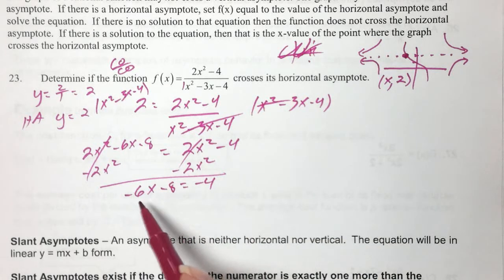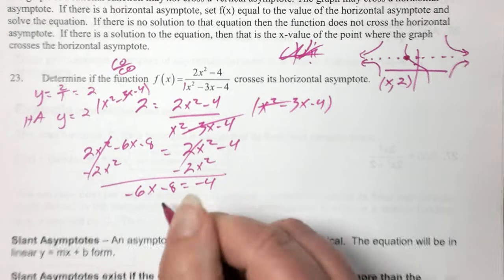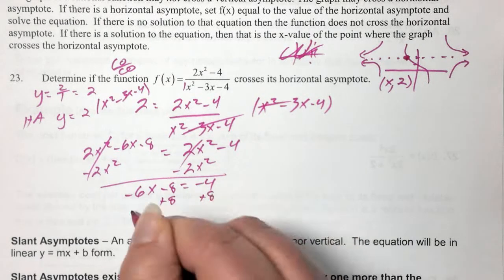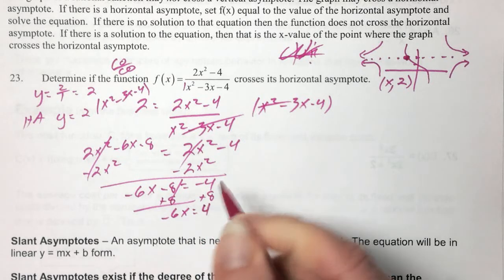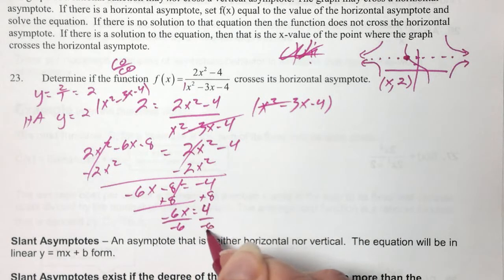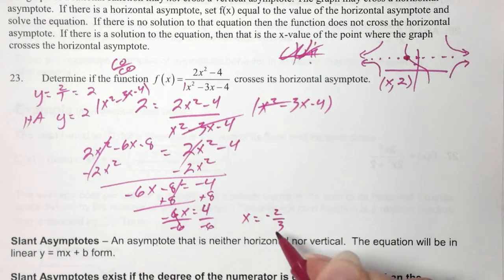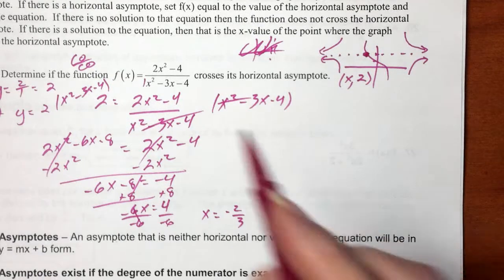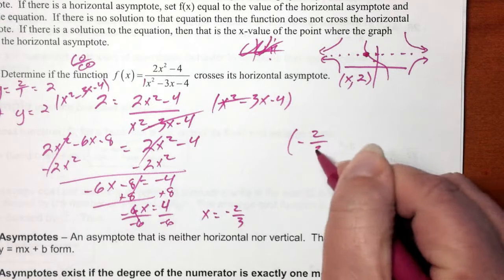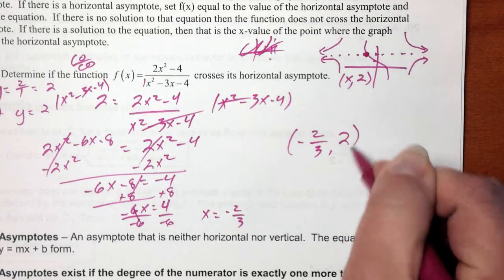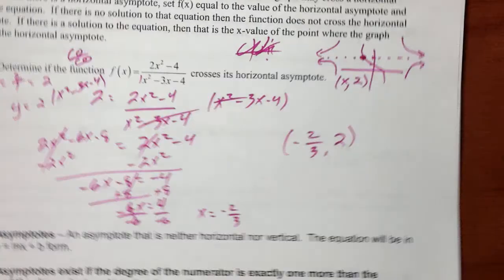Well, now I notice, ooh, this is just a linear equation. It just has a single x. And I can solve that equation. So I'm going to add 8 to both sides. So negative 6x equals 4. Divide both sides by negative 6. And x equals negative 4 sixths, which is negative 2/3. So the point where this graph will cross the horizontal asymptote is at the point (negative 2/3, 2), okay, which is about where it looks like on that graph right there.